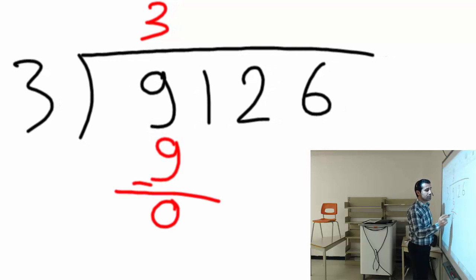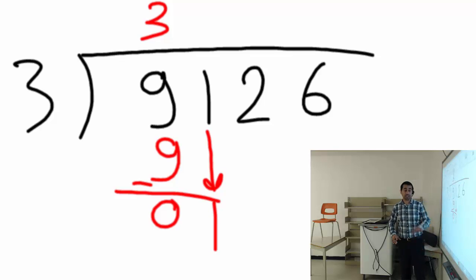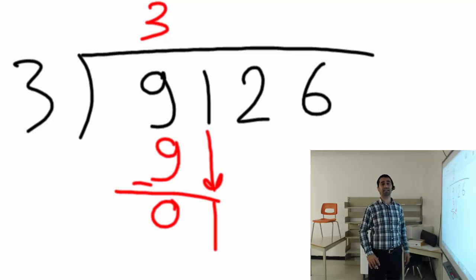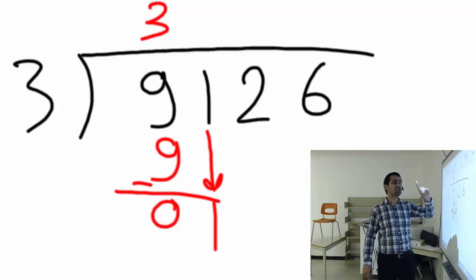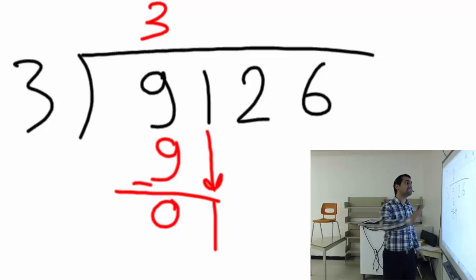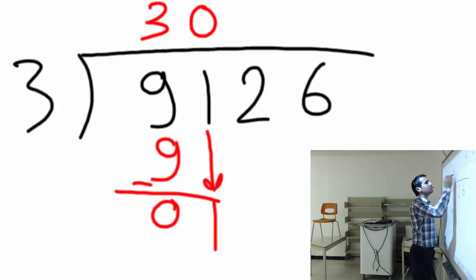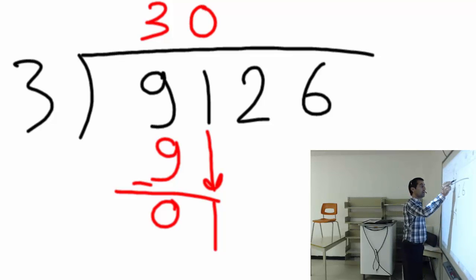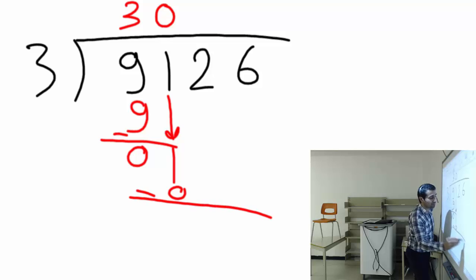Subtract. I got 0. Now, I'm going to bring down the next number, 1. In 1, how many 3's are there? In 1, I don't see any 3's. It's just 0 3's. That's where the power of 0 comes in with division. You need to write down 0 here. 0 times 3 is 0. So you write that down. Subtract once again.